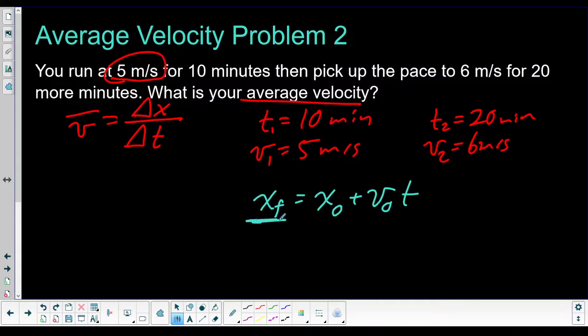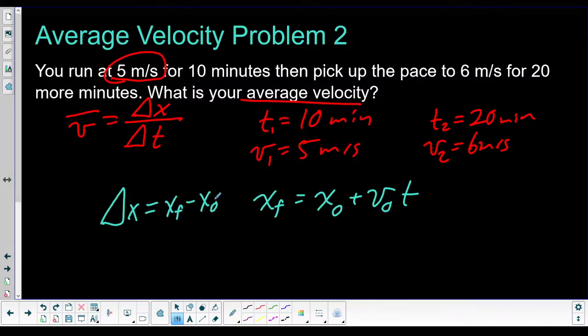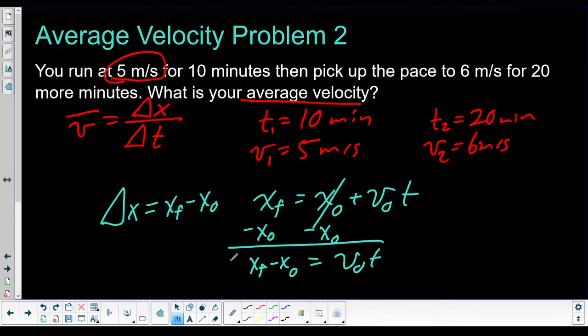Okay, how far did I go? We want to know this here. Actually, we kind of want to know delta x, right? Delta x equals x final minus x initial. Let's subtract this to the other side. X final minus x initial equals v naught t. Delta x equals velocity times time. Okay, so they want us to multiply these together to get that delta x.